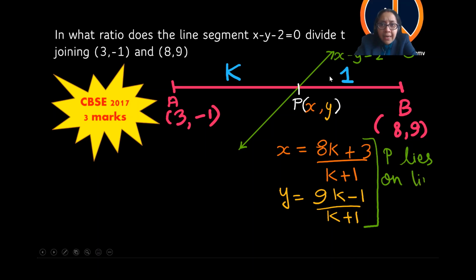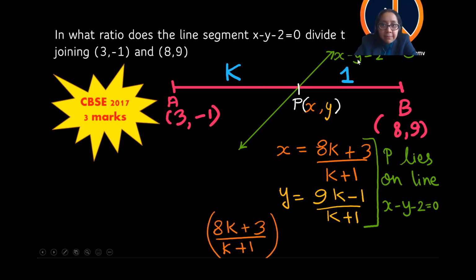Correct? So P lies on the line x minus y minus 2, and hence it satisfies this equation. So we have found the coordinates in terms of k, and this we can apply within this particular equation.